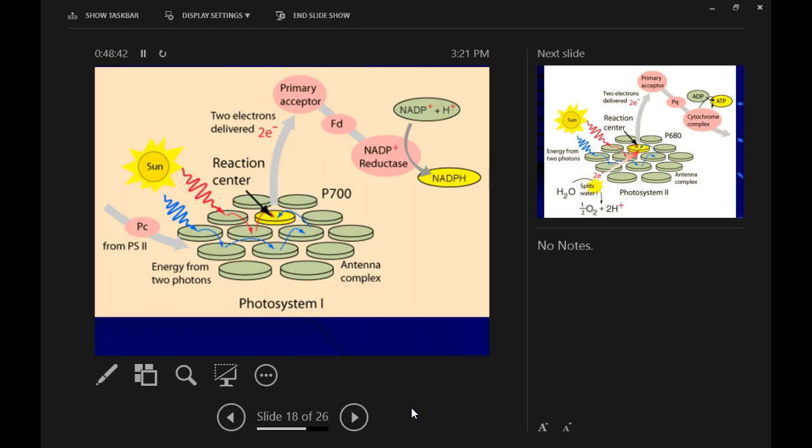Now you might be wondering, well, what the heck is NADPH? Is it anything like NAD? And you would be right. This is very similar to what we talked about with aerobic cellular respiration.